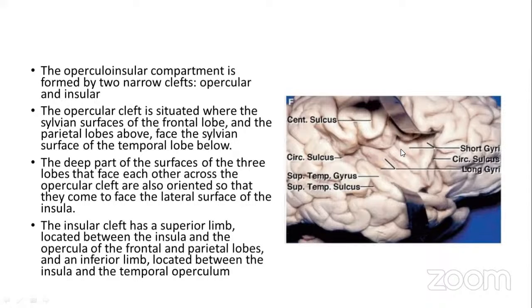The deep parts of the surfaces of the three lobes that face each other across the opercular cleft are also oriented so that they come to face the lateral surface of the insula. We can see here the lateral surface of the insula that has been exposed. The insular cleft has a superior limb located between the insula and the opercula. On the top of it, we can mildly delineate in this picture a cleft that is separating the frontal opercula as well as the insula.